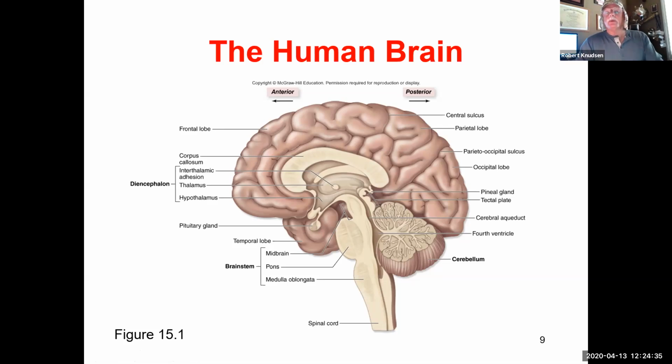This round ball down here is the pituitary gland. It's kind of a storage place for hormones, and it's attached to the hypothalamus. And the hypothalamus is this area right here. And this is the optic chiasma, where the nerves from your right eye and left eye connect, so the right sees what the left is seeing, and the left sees what the right is seeing. In a nutshell.